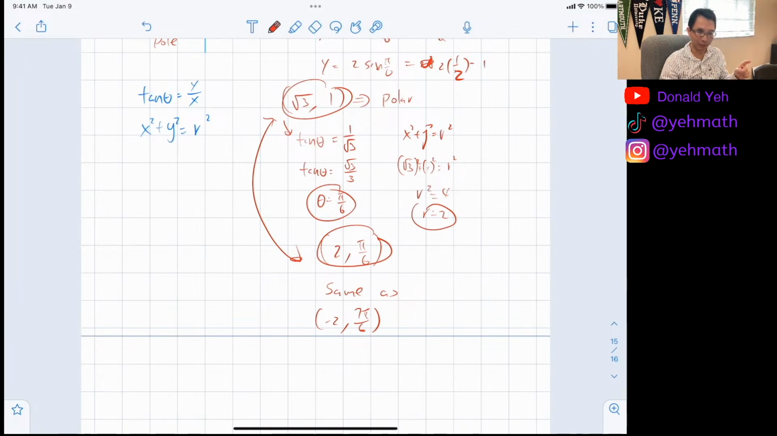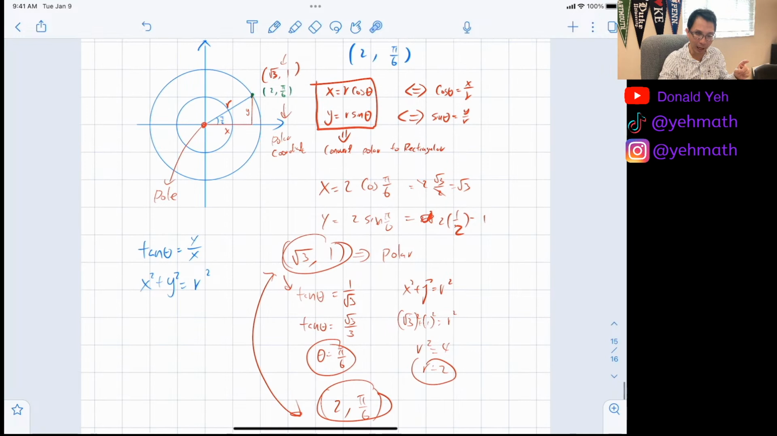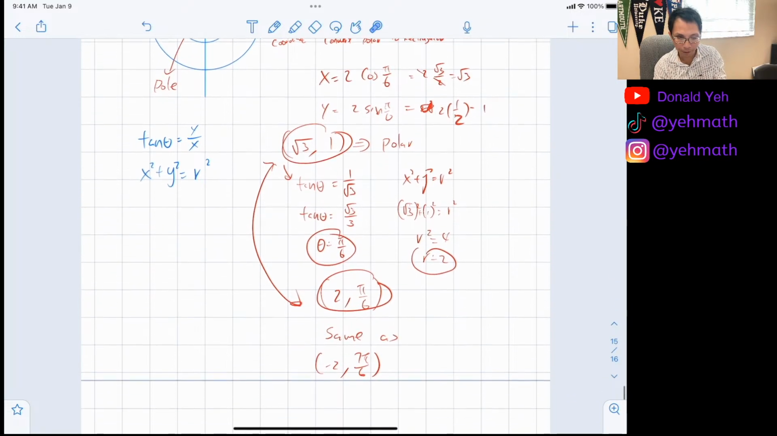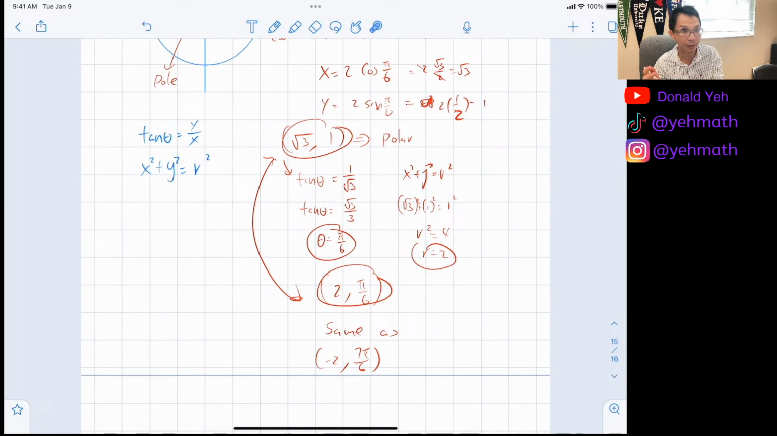So what does that mean? That means I'm going in this direction, 7 pi over 6, right? If I go all the way here, but instead of using positive r, I go negative r, I get back to the exact same coordinates. So there are an infinite amount of coordinates. -2, 7 pi over 6 also represents the exact same spot.